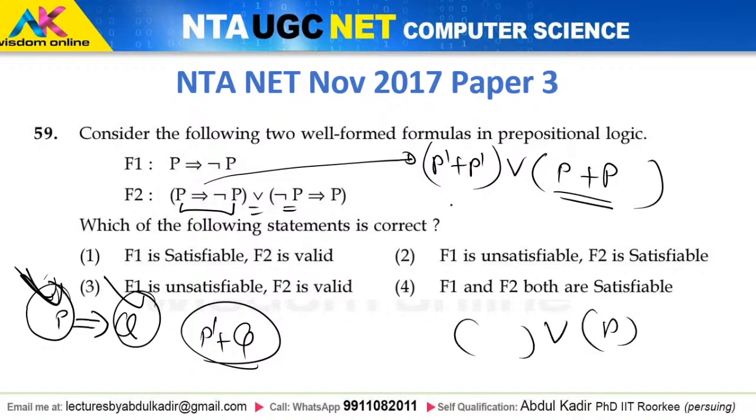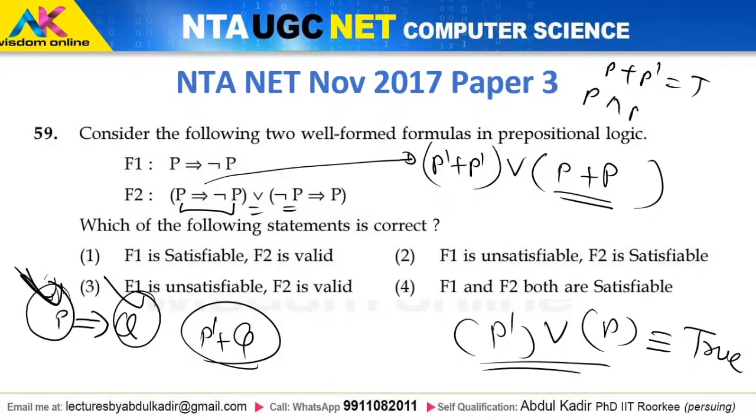Now P plus P is nothing but P, and P dash plus P dash is nothing but P dash. Then P plus P dash. Now what is this? P plus P dash is true. This we have already seen, that P plus P dash is true, and P and P dash is false. All these things we have already seen.